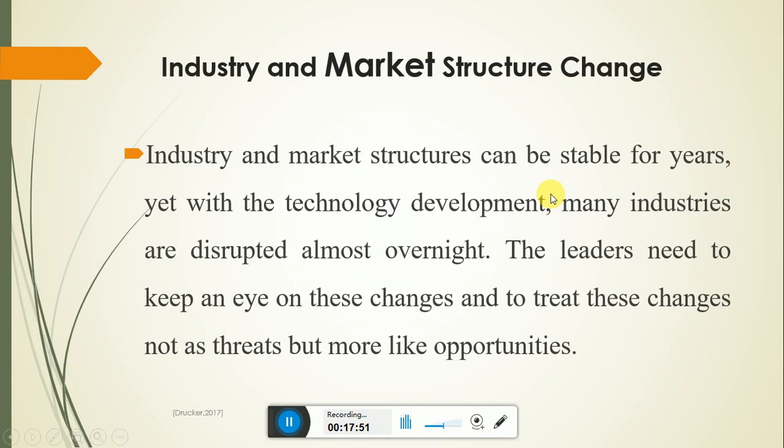Next one: industry and market structure change. Now, what do you mean by this? Structure can be stable for a year, yet with technology development, many industries are disturbed almost overnight. The leaders need to keep an eye on these changes and to treat them not as a threat but as more opportunity. As a businessman or businesswoman, you need to see the market, the trends in the market, the opportunities, the new technologies. If you can't compete, what will happen? You will lose your customers, as a small or medium business, as we have said. So you don't need to think of new technology as a threat. You need to think about opportunity. If a new type of technology comes, you need to use it for your business from a positive perspective.